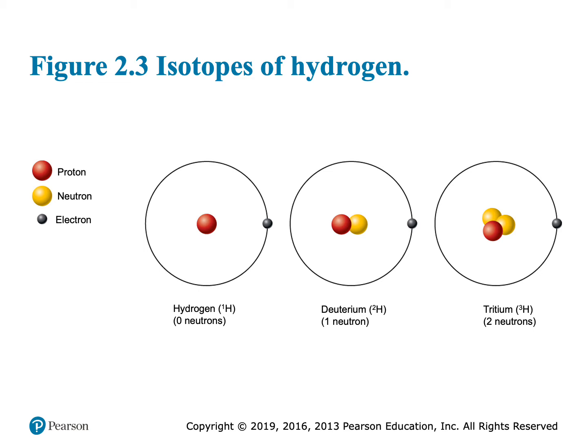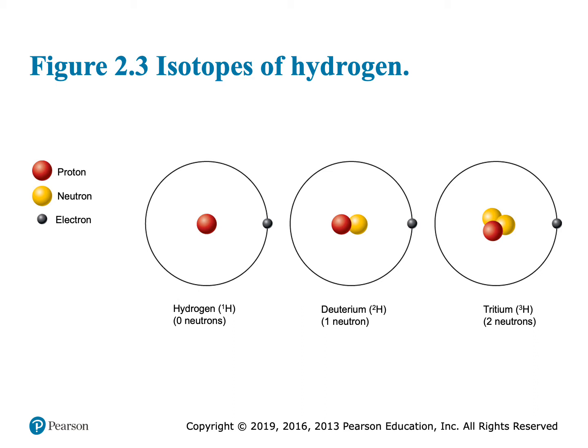Deuterium is an isotope of hydrogen. He has a different number of neutrons. Remember, the proton number has to stay the same. If you change the proton, maybe just write that down somewhere. You change the proton number, you've changed the element. Isotopes are changing the number of neutrons.